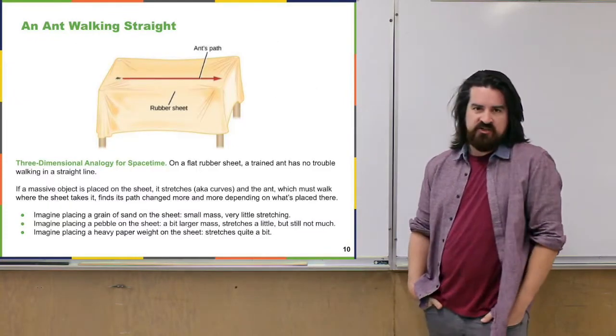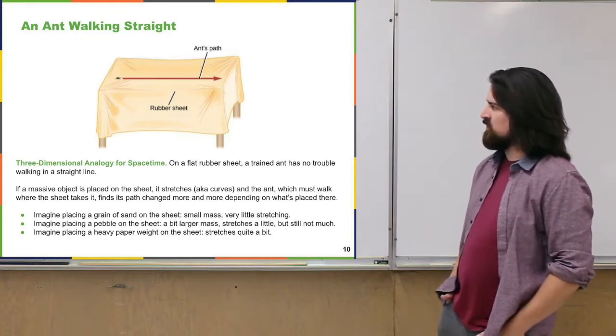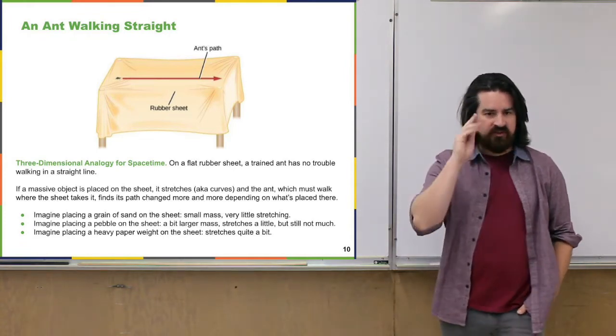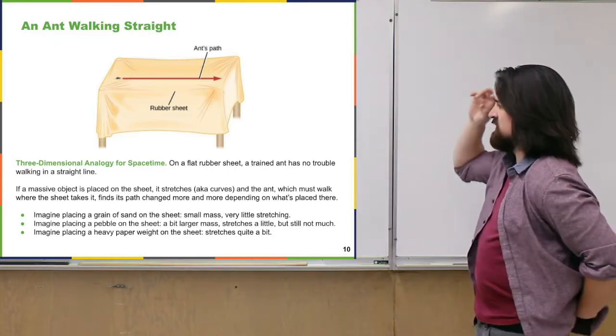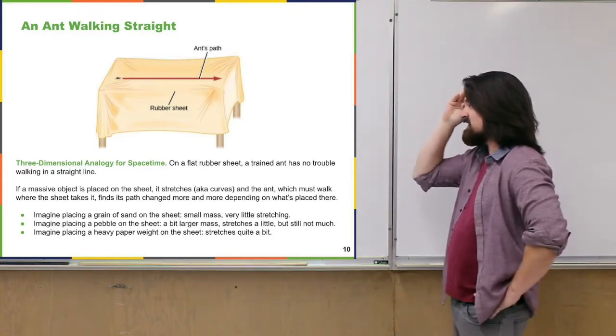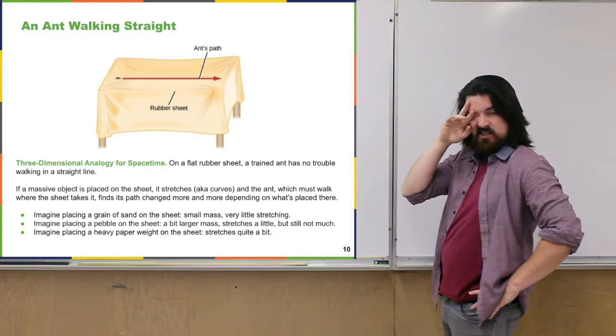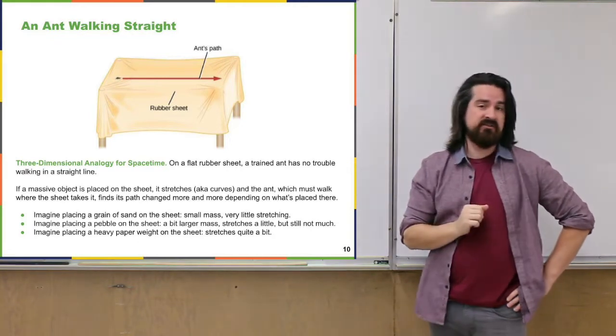Another analogy to understand a bit better what it means to move in a straight path through a curved space. For this analogy, we're going to think about having an ant, and you somehow train this ant to walk only in straight paths, right?